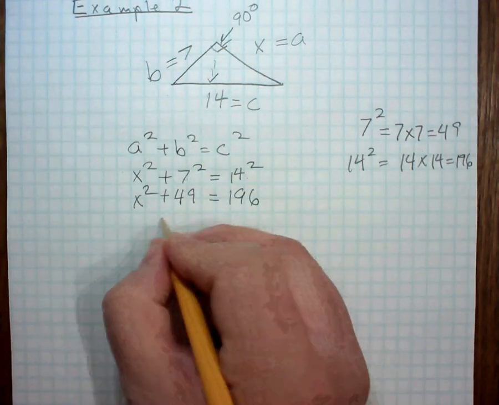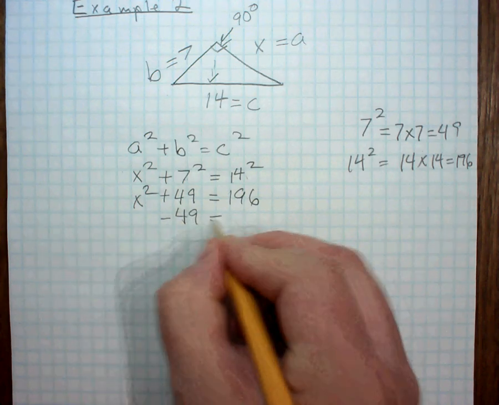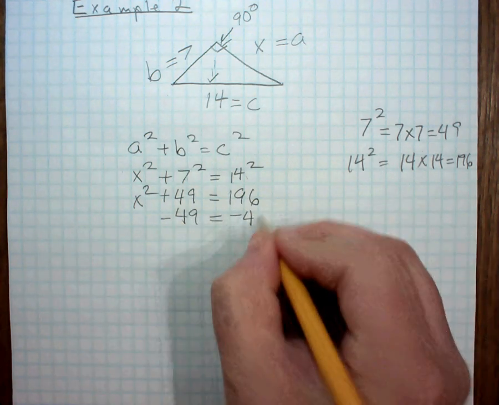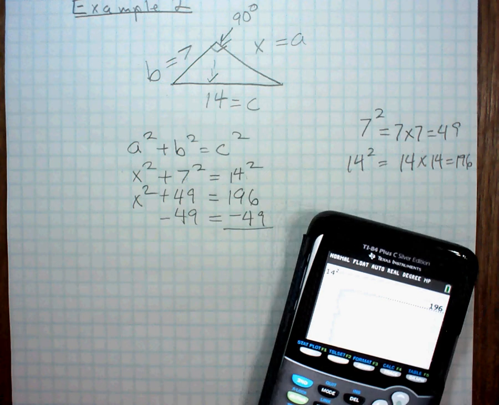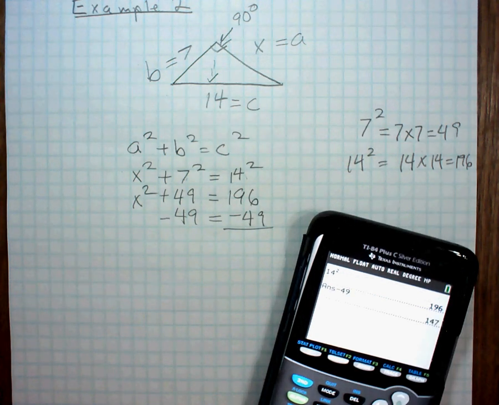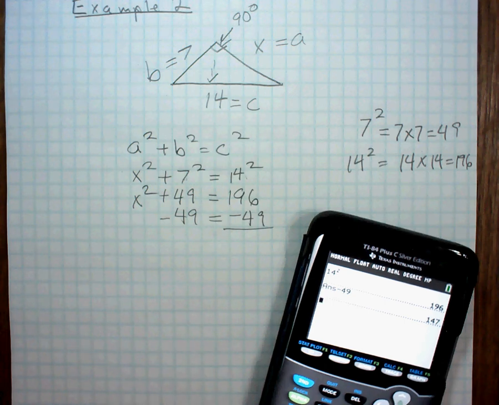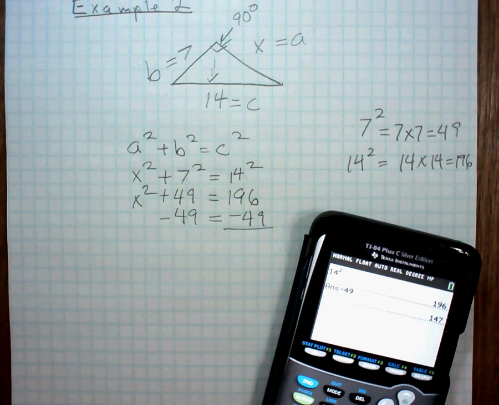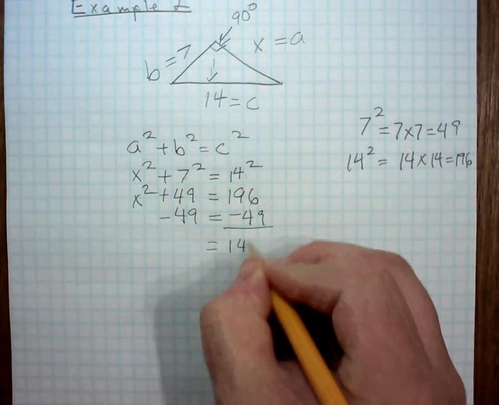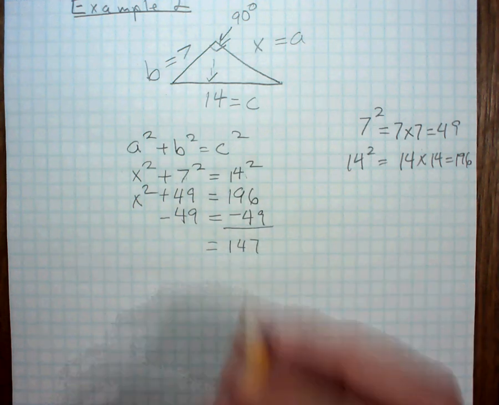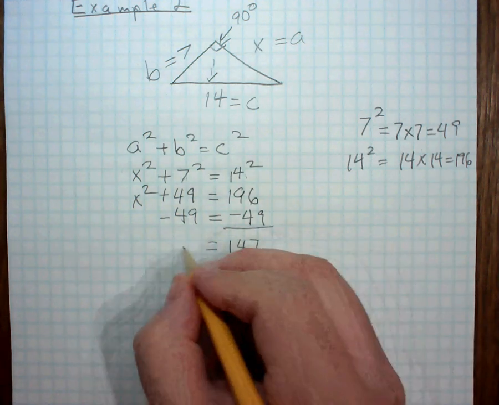Now to get x by itself, I'm going to subtract 49 to move it away to the other side. Whatever I do on one side, I have to do on the other. So just to make sure I don't make an error, I'm going to do this on my calculator. So I'm going to say 196 minus 49, and that gives me an answer or difference of 147. So on this side of the equal sign, I get 147. And then on this side, I get x squared.